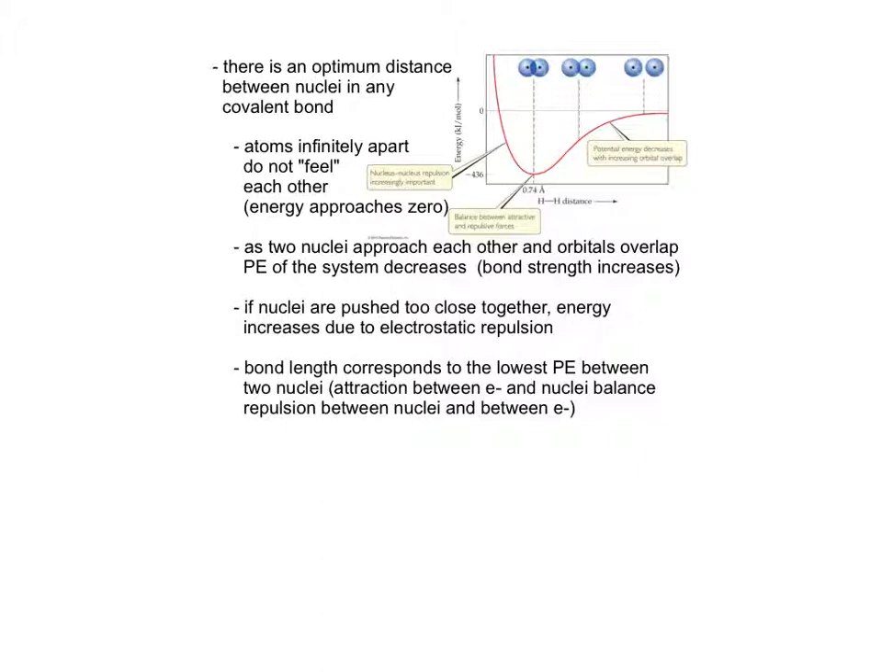However, if you get too close together, the energy then starts to increase because now you're running into electrostatic repulsion going on from those two actual nuclei. So the bond length really corresponds to the lowest amount of potential energy between the two nuclei. So the attraction between the electrons and the nuclei balances the repulsion between the nuclei and between the electrons. So that's the maximum attractive force. That's the distance, and that's also the bond strength.